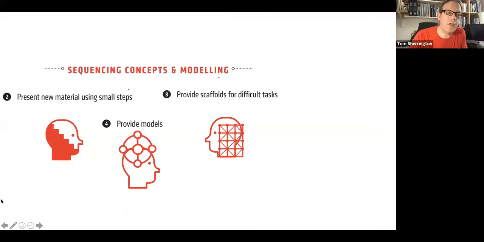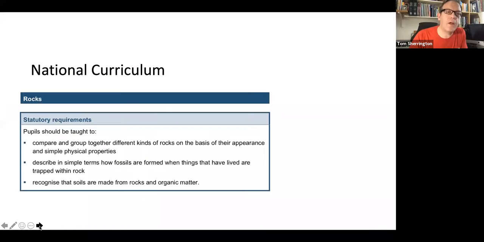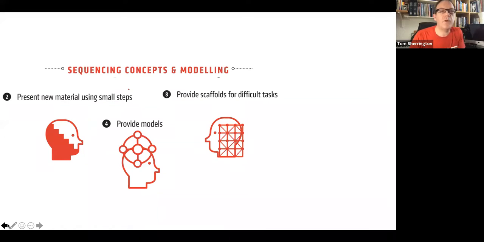Okay, so the next thing I want to look at is sequencing the curriculum. Now, Rosenshine has this neat thing. I love this flow. So present new material in small steps, provide models which are elements of the curriculum, and scaffold. So this is, for me, a neat flow. Like, you plan the small steps, but you're aiming for ambitious knowledge for everybody. But how do we get there?